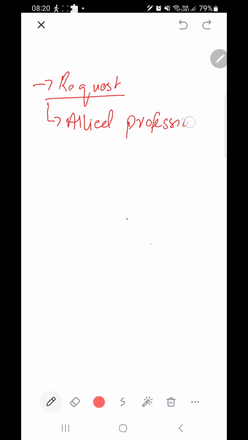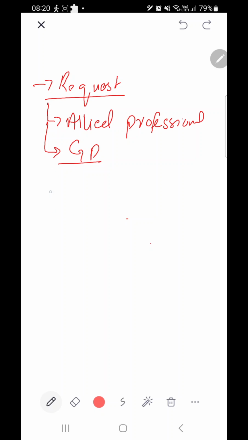Now request letter. I missed the transfer letter actually. Request letter is basically when we are requesting some healthcare professional, mostly an allied professional, or even the GP as well, being a specialist.